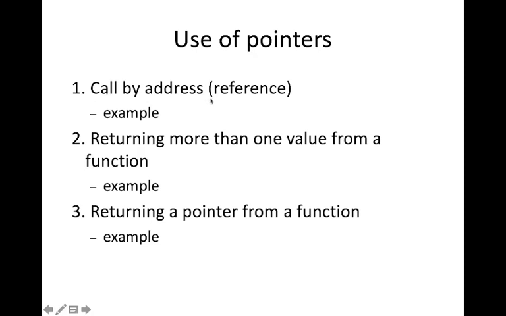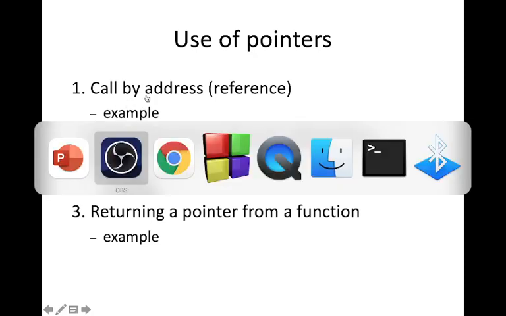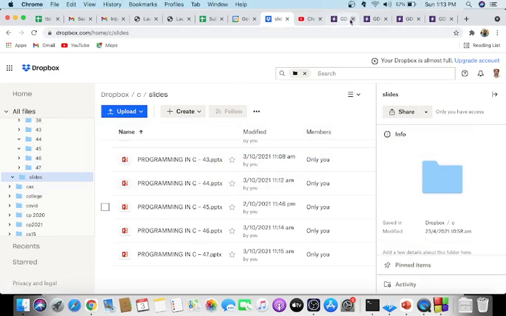So the first one was call by address or reference. Then the second use is returning more than one value. So we will see the first use of pointers, call by address.